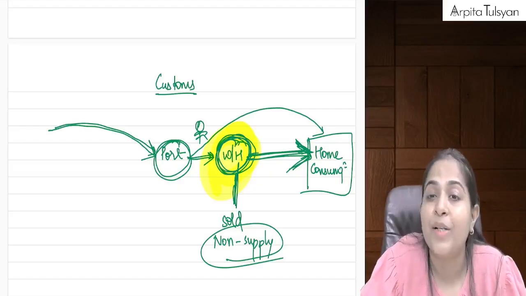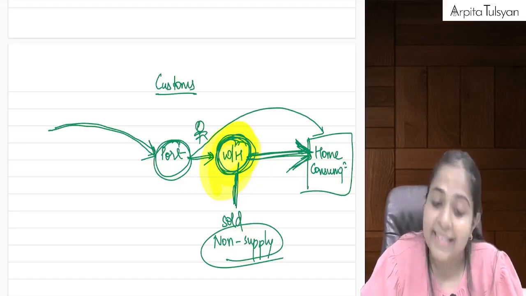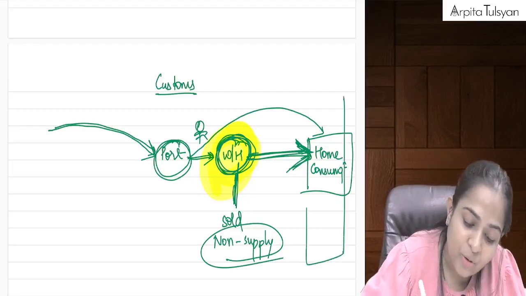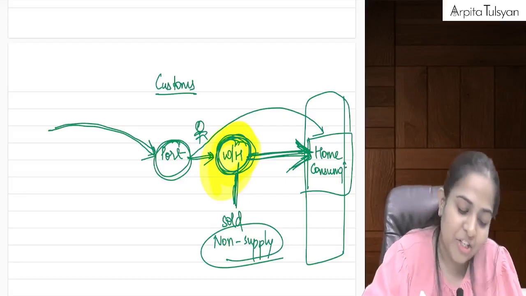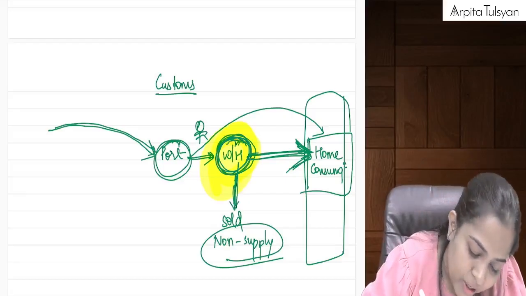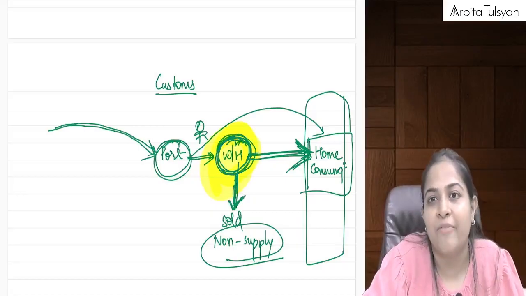But ma'am, you imported the goods, na? Yes, I imported the goods. But we will study later that the taxable event will arise only when the goods are cleared for home consumption. So Arpita imported the goods, kept it in the warehouse, sold it to someone. Till the time I am selling it, the taxable event has not occurred.